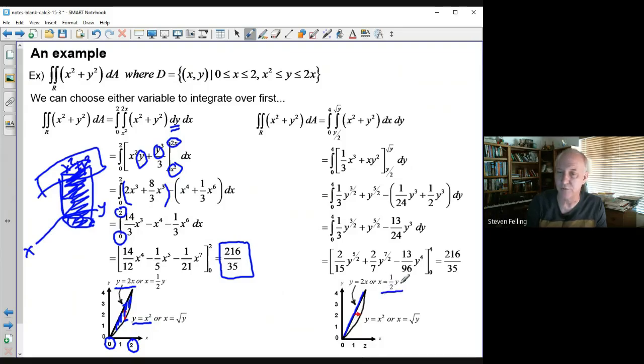X is 1/2 y as the starting value. It's the beginning of my arrow. And then x is the square root of y at the end of my arrow. So you always go from the start of the arrow to the end of the arrow, and the arrow has to point in the direction of increasing x.